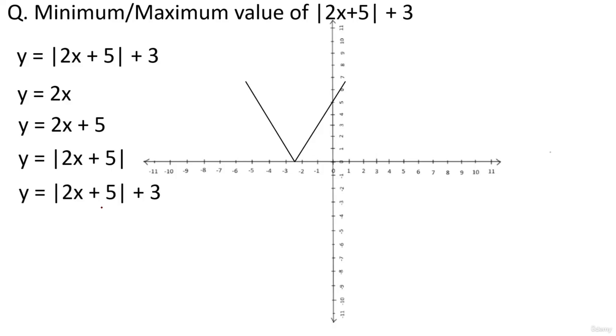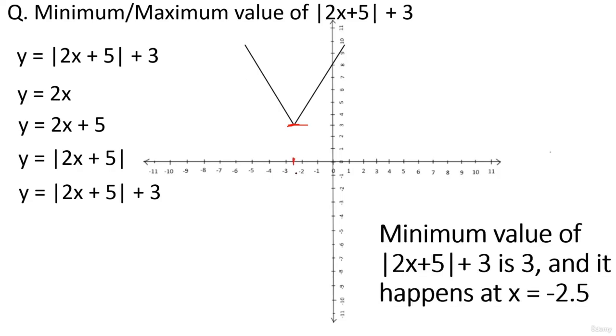अब इसी ग्राफ को हम लोग क्या करेंगे? mod of 2x plus 5 plus 3 कर देंगे. That means what? You are basically shifting 3 steps up, right? So now what do we realize, guys? जो वैल्यू पहले मिनिमम 0 थी, अब वो मिनिमम वैल्यू कितनी हो गई है? 3 हो गई है, right? And that happens when x equals to -2.5. That means this graph has a minimum value, and that is +3. This will happen at x equals to -2.5.